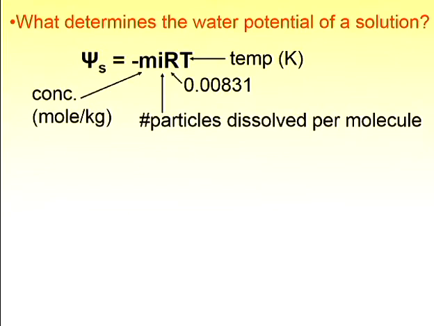So if something doesn't dissolve at all, like starch, i would be 0. It doesn't dissolve at all. If you have something like glucose, if you throw a glucose molecule in water, it stays glucose, it doesn't fall apart or anything, then i would be 1. If you have NaCl, which falls apart into two pieces, Na plus and Cl minus, i would be 2. If you have magnesium chloride, it falls apart into three pieces, Mg2 plus, Cl minus, and another Cl minus, i would be 3. So that's why i is in this formula. So the more pieces it falls into, the bigger i is.